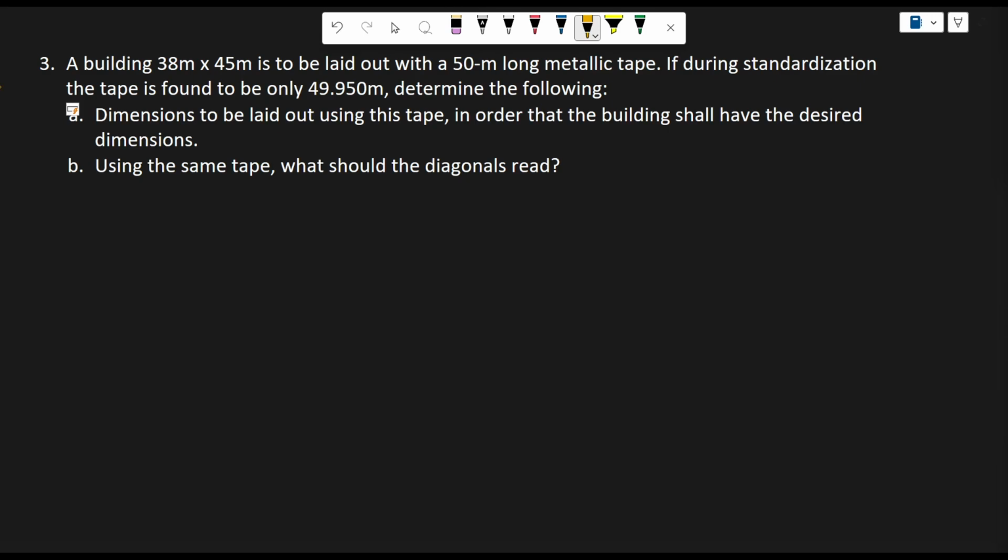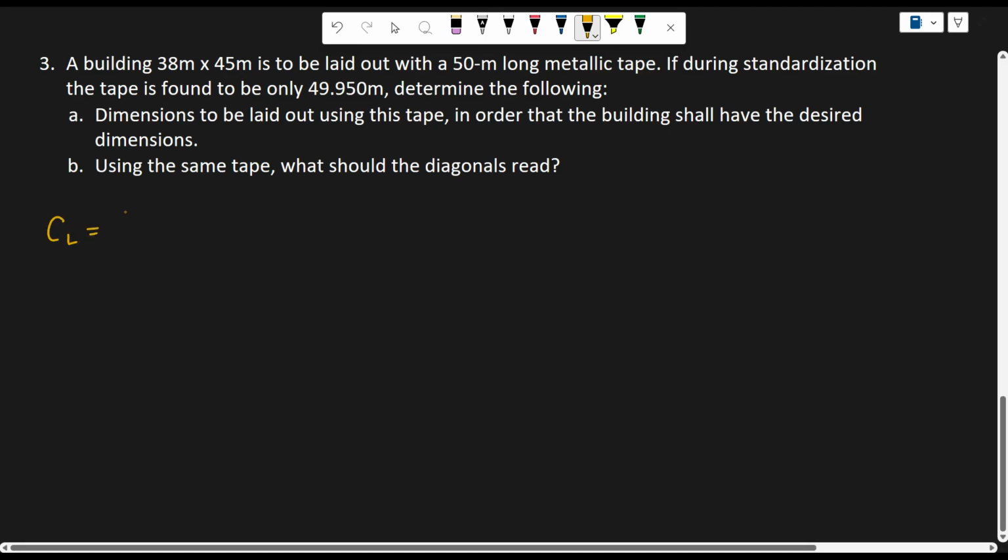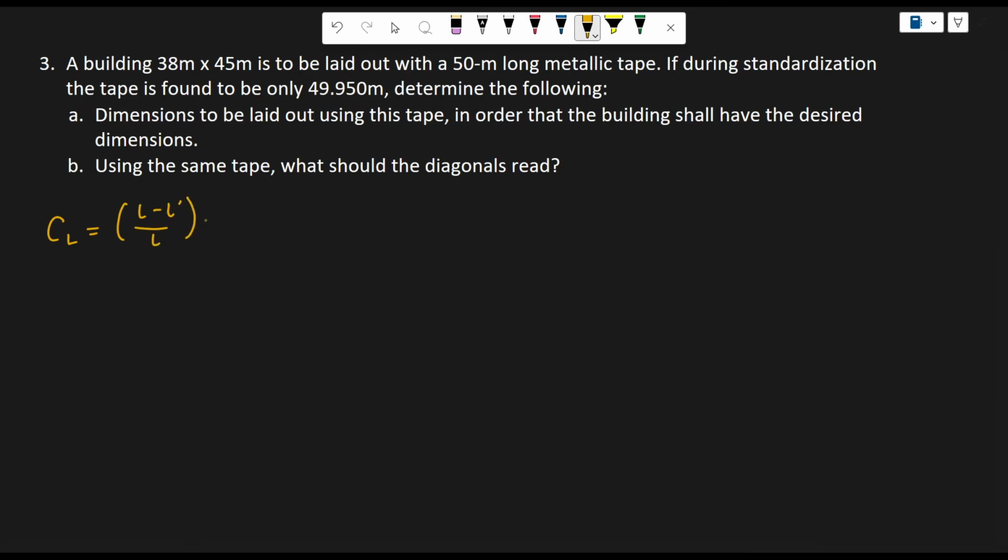So the first thing that we're going to do here is, of course, write out our formula. Our formula is CL is equal to L minus L prime over L multiplied by big L. Okay, so dimensions to be laid out using this tape in order that the building shall have the desired dimensions. Take note of that.